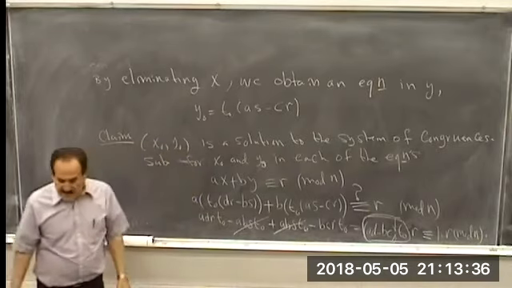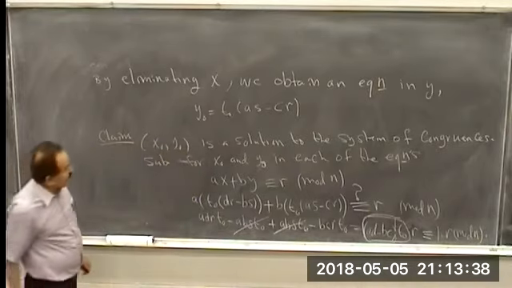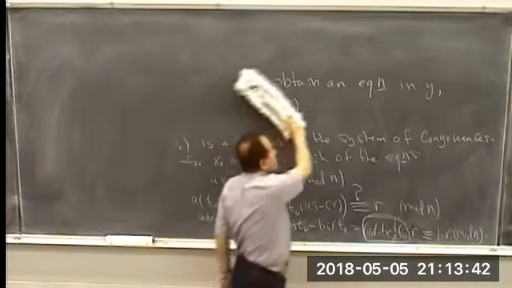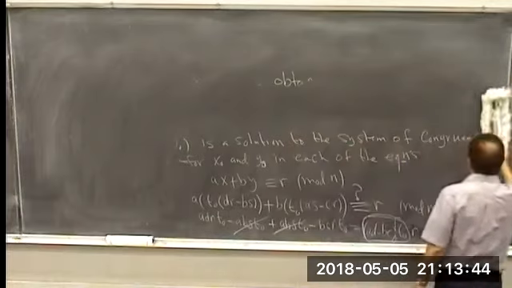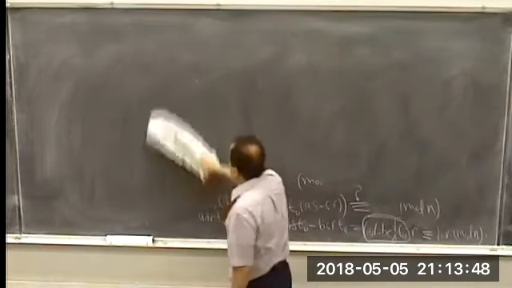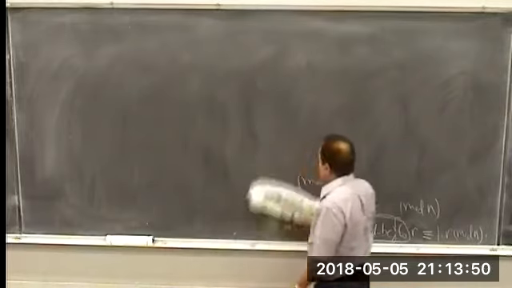Now, to look at an example, really the proof gives us a method of solving. You remember that we're going to do this elimination for the x and then do an elimination with respect to y.